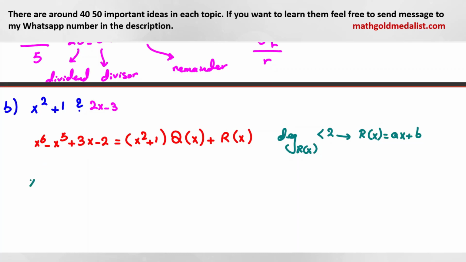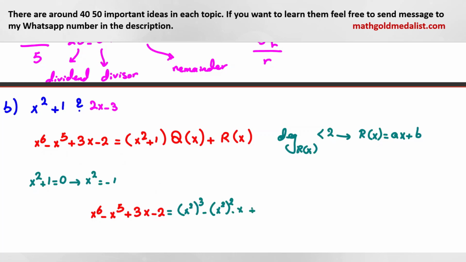Now here again the most useful idea is this x squared plus 1 equals 0. You can say x squared is negative 1, right? So when we have x to the 6 plus this, we can replace all x squared with negative 1. So it will be x squared cubed minus x squared squared times x plus 3x minus 2. X squared is negative 1, so it will be negative 1 cubed, negative 1 minus x plus 3x minus 2, which is 2x minus 3.